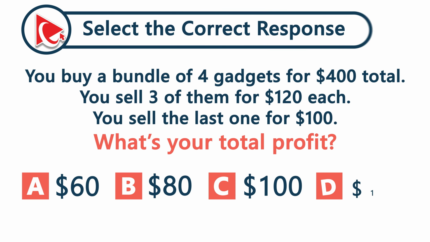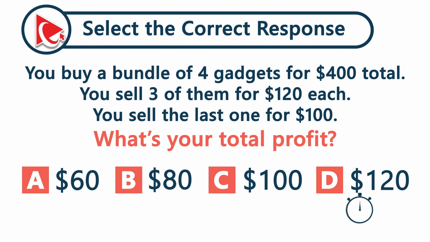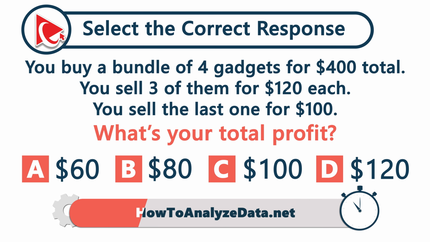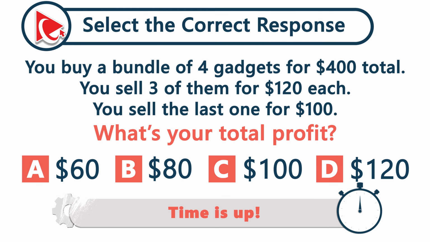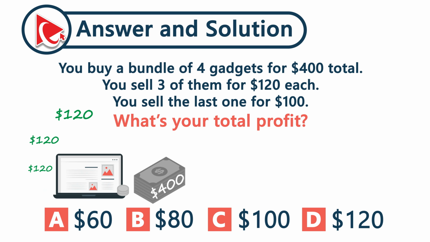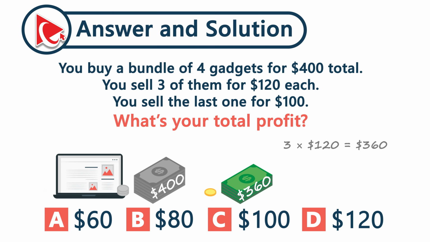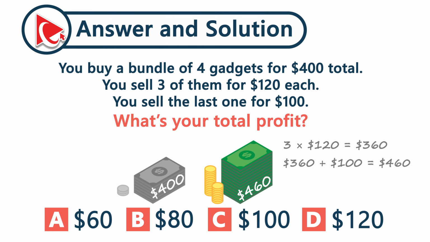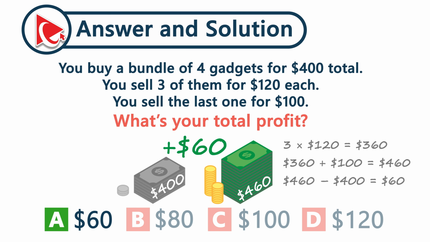You buy 4 gadgets for $400 total. You sell 3 for $120, and then the last one for $100. What is your total profit? You spent $400, that's your total cost. Then you made $120 from each one of the first 3 gadgets. 3 multiplied by $120 is $360. Then you sold the fourth one for $100. Altogether, you brought in $460 in revenue. Now let's subtract $460 minus $400, and the result is $60. So the final answer is choice A.